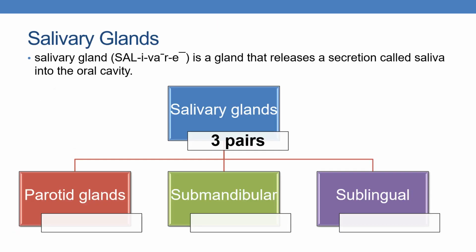Next, coming to salivary glands. Salivary gland is a gland that releases a secretion called saliva into the oral cavity. There are some minor salivary glands also. In the current session, we are not discussing them. We will be focusing only on the three pairs of major salivary glands. They are parotid glands, submandibular glands, and sublingual glands.